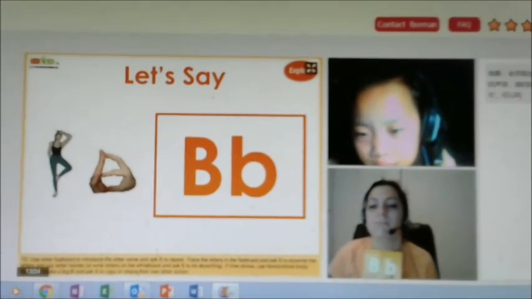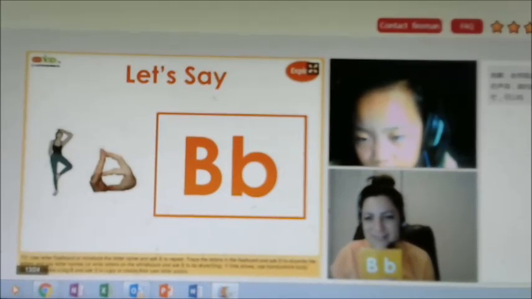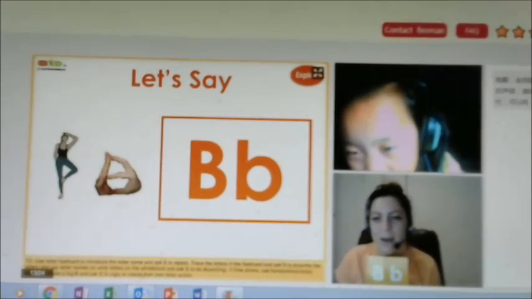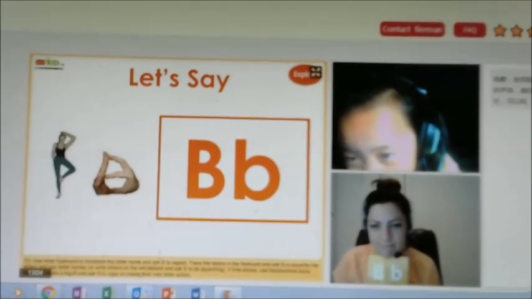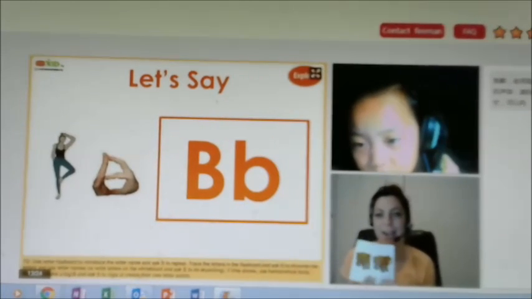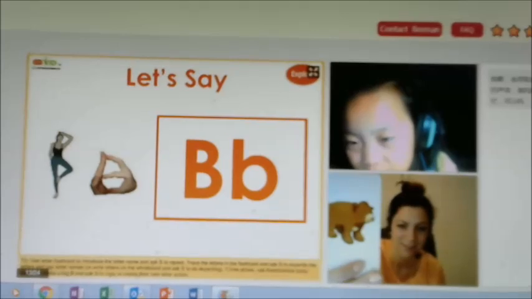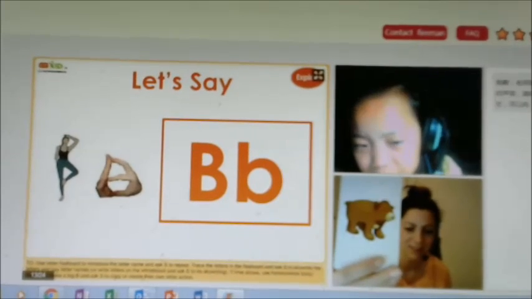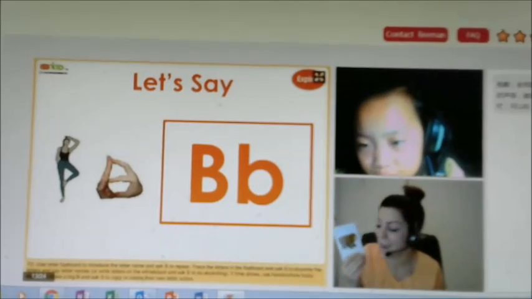I also try to get them to replicate the phonics by making sounds like this. And I also try to get them to say a sample word. I don't need them to remember the word, but it's more so they can hear the letter in application in a word. And hopefully say a short sentence like, I see a bear.